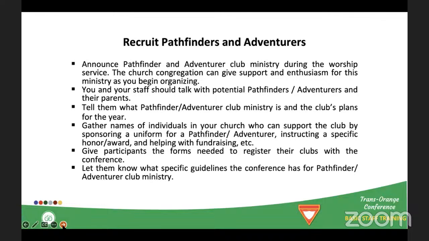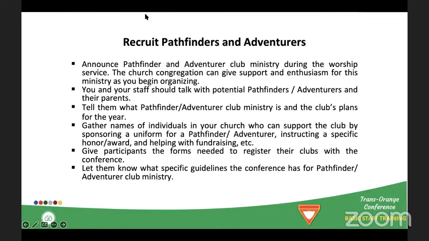Recruit pathfinders and adventurers. So if we check, we have consulted with the board. When we started, we consulted with our pastors, our area coordinators, our conference director. We took the matter to the board. And then after the buy-in of the board, we have recruited the staff members. And now we need to recruit the pathfinders and the adventurers.